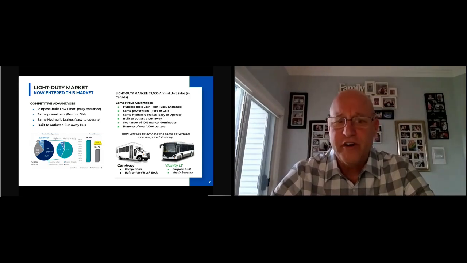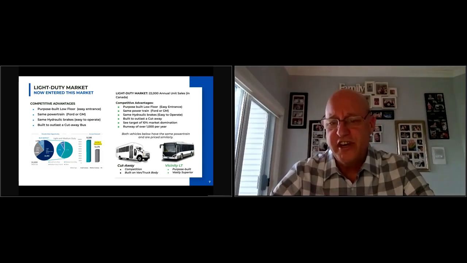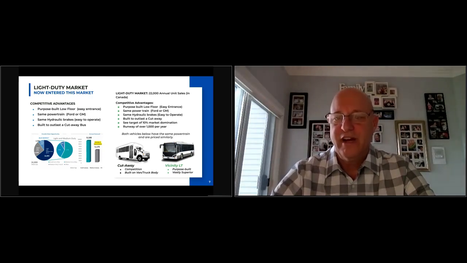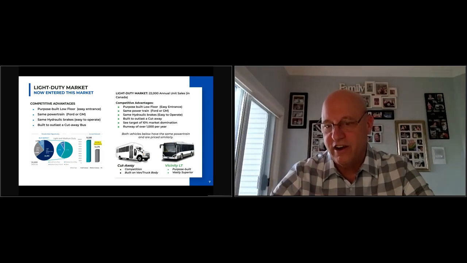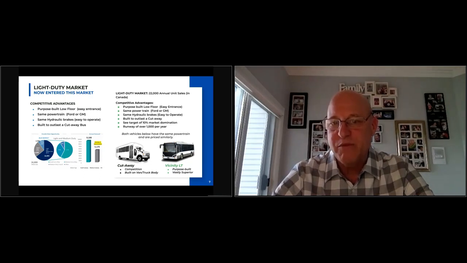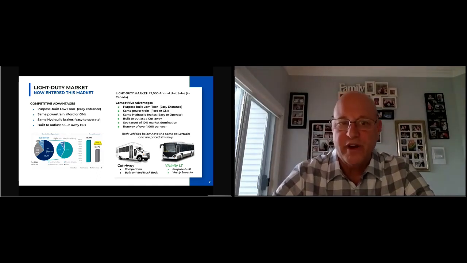We've got some very major competitive advantages. If you look down there on the lower side, you see a bus that's called a cutaway bus. That's currently what is dominating the light-duty market space. It's built on a van truck-style chassis where they actually put the body on the back of it. Our Vicinity LT is purpose-built. It looks like a bus, feels like a bus. It's the same size and the same weight classification as this cutaway bus, and we offer it with the same powertrain, either a Ford or a GM powertrain.